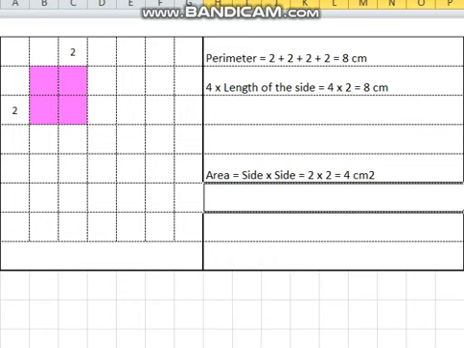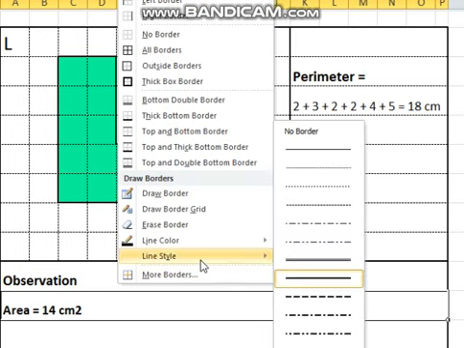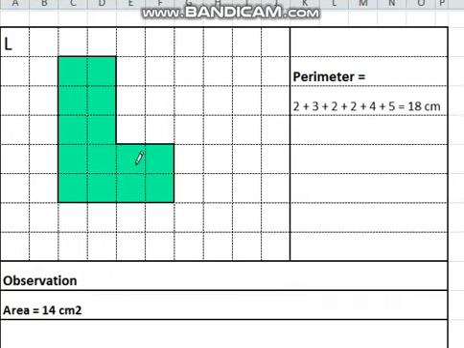Okay, so let's see the first example here. When you see this L shape, if you look at it carefully, if we think of it as a composite, it means it's made of two or more simple shapes. Then you can see how to build this one.